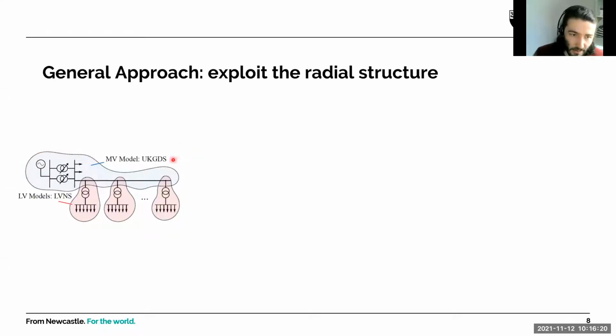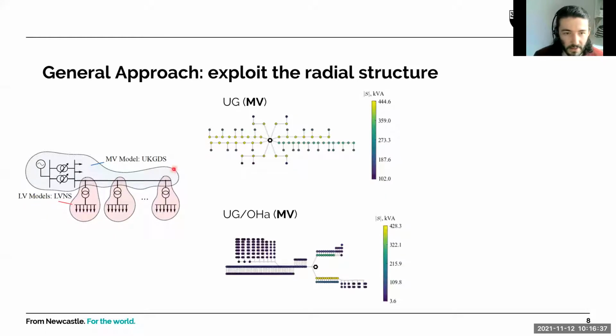As I mentioned, the MV models are based on the UK generic distribution system, and at each load, as we had in that previous figure, we put on the bottom one of these low voltage network models. This is what the UK GDS networks look like. There are 75 loads in this underground urban model, and I think something like 200 in this underground overhead model.